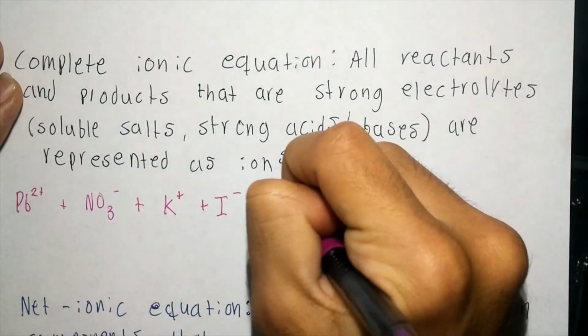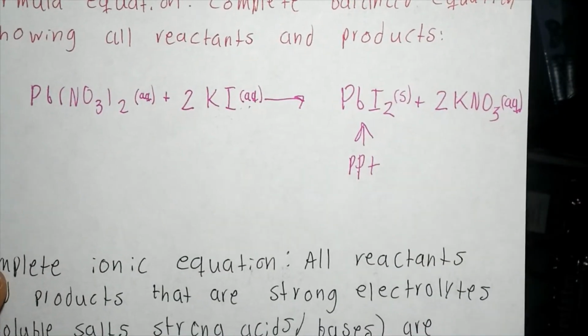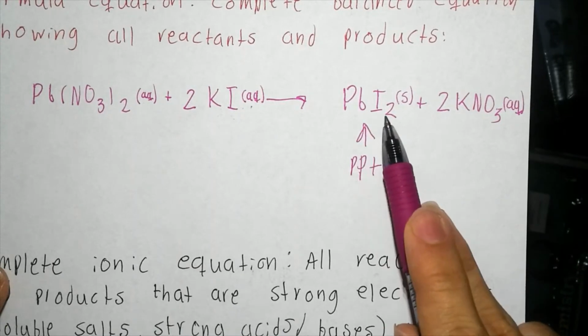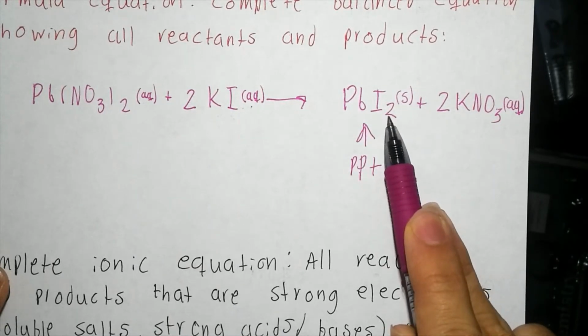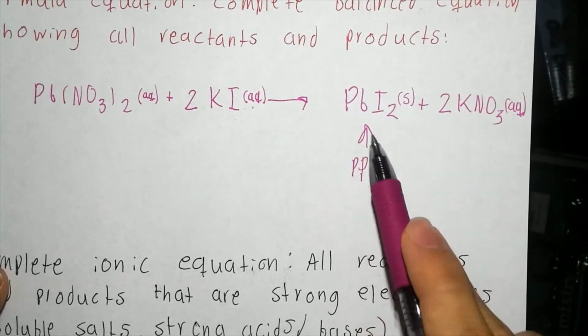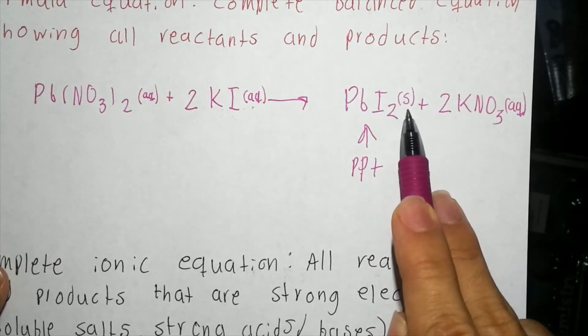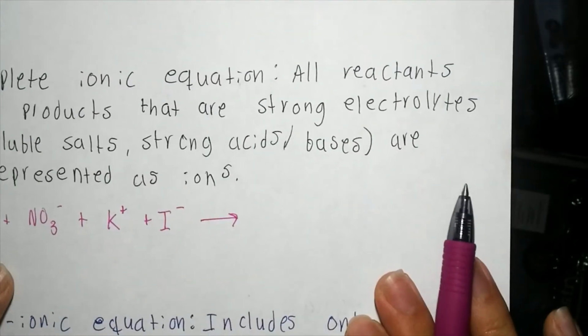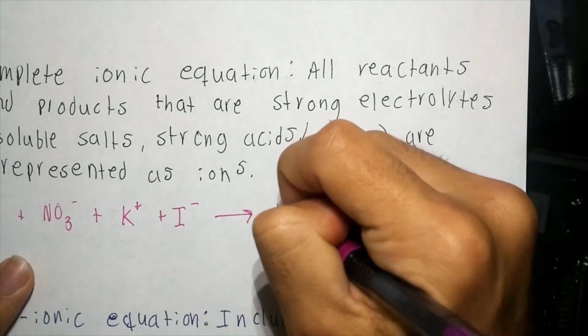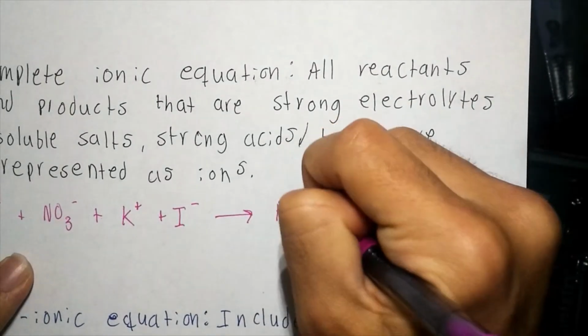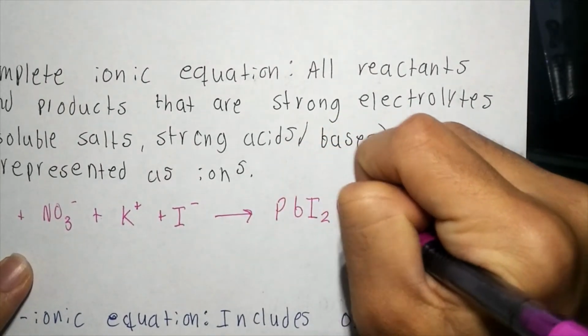Okay, so let's move on to our products. Now we hit a snag in the road. We have lead 2 iodide. Lead 2 iodide is not a strong electrolyte because it doesn't dissolve in water. That's why we put this solid right here. So this is going to be written as itself. So we're not going to split up lead 2 iodide. So this is going to remain as a precipitate.